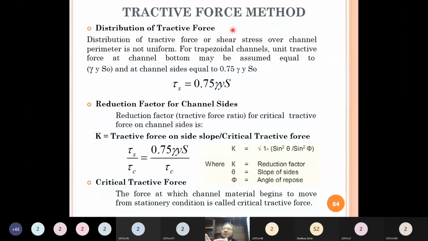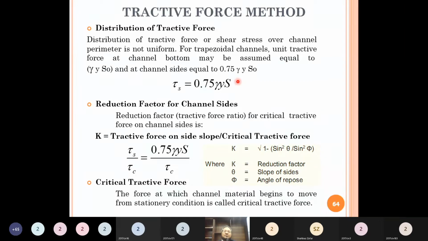what happens to the depth of flow when I am here? Only this is the depth of flow, right? So the depth of flow is smaller on the sides. Moreover, they are at a certain angle. So the tractive force on the side is lesser. But what about at the bottom? They have high hydraulic head or depth of flow. So if the tractive force on the bed of the channel is equal to gamma y s naught, then roughly the tractive force on the sides is 75% of the tractive force acting on the bed. Is it clear?